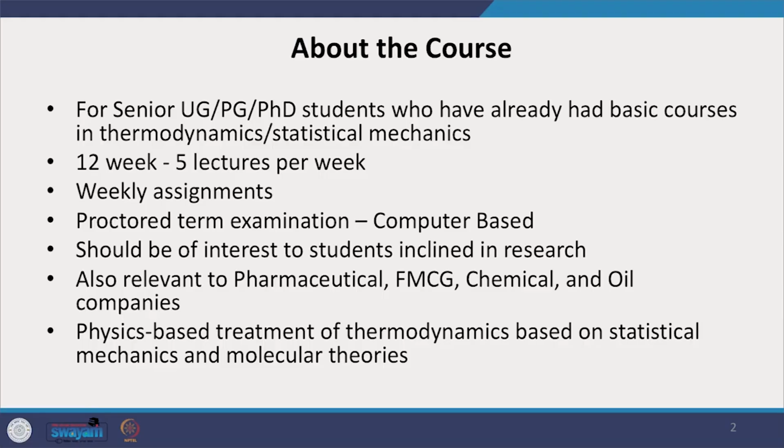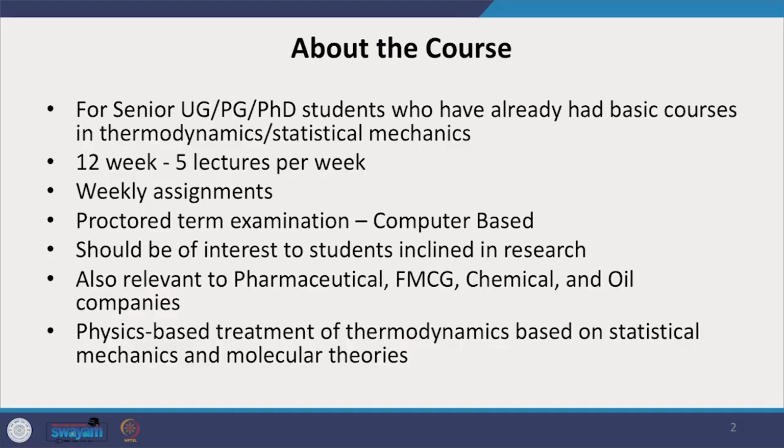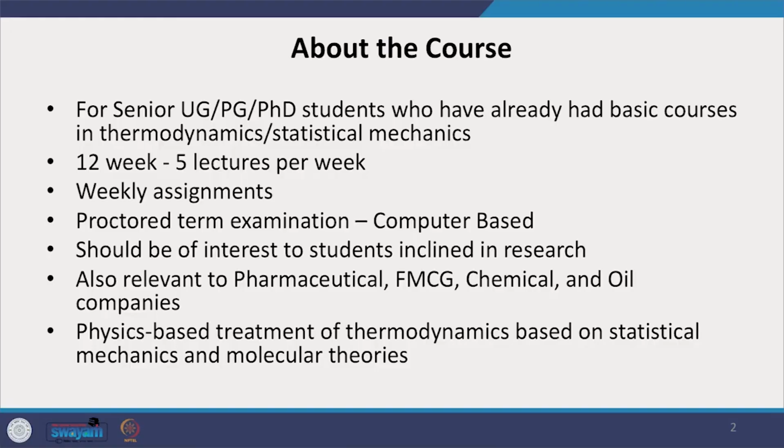So, as you probably have seen, this course is for senior undergrads and postgrad and PhD students in chemical engineering and other disciplines who have done some basic course in thermodynamics or statistical mechanics. For chemical engineering students, you should have done either 1 or 2 courses in your first or second year, and other students may have done also in your undergrad curriculum.